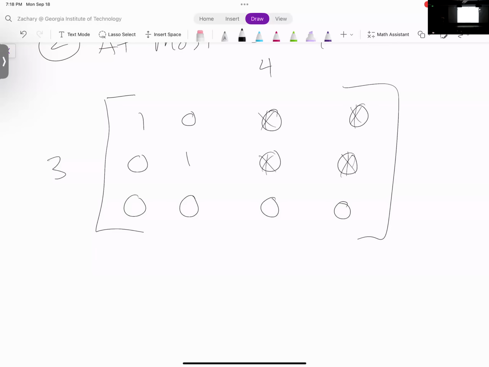Okay, and this matrix would be a solution to that problem. So, the reason why it has infinitely many is because it has three pivots.